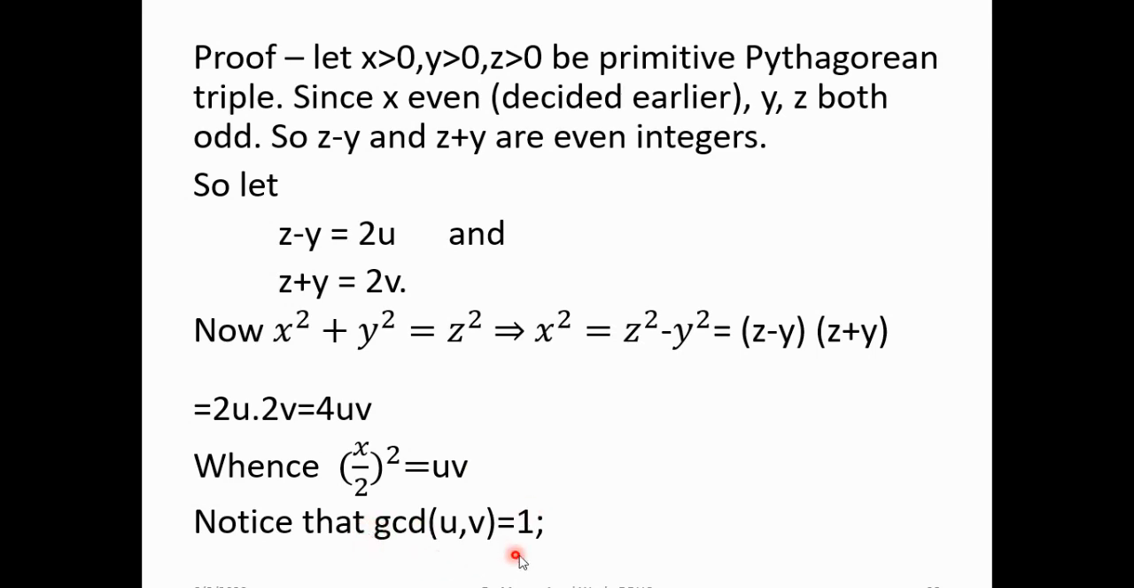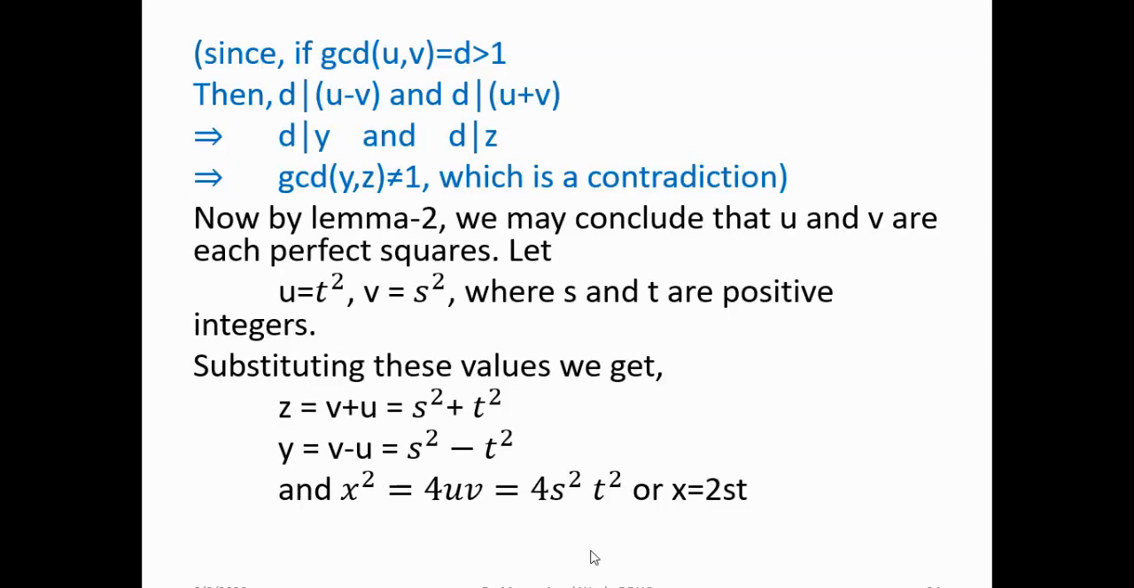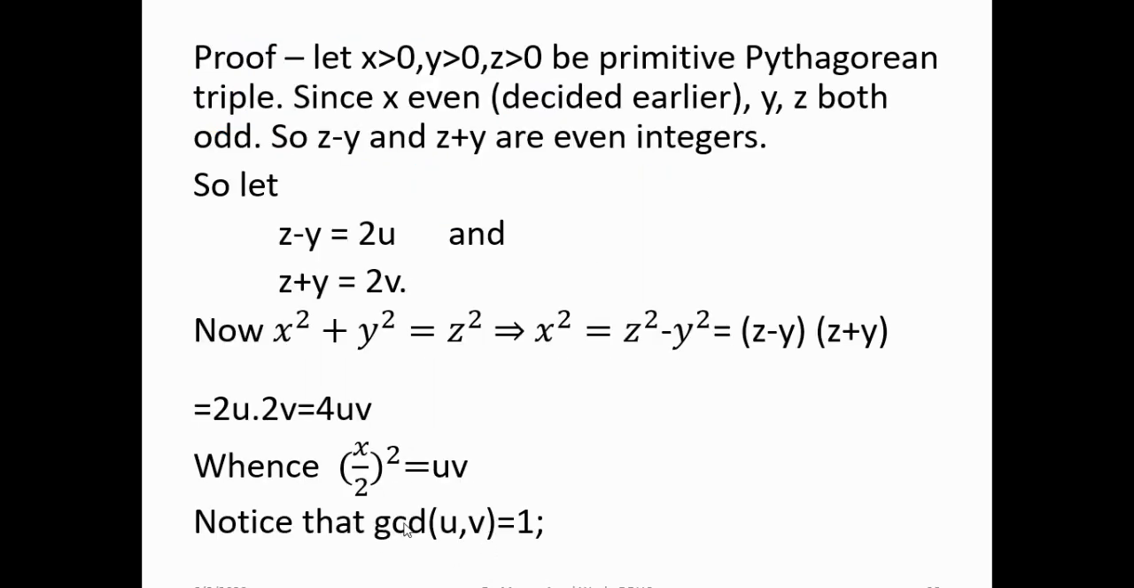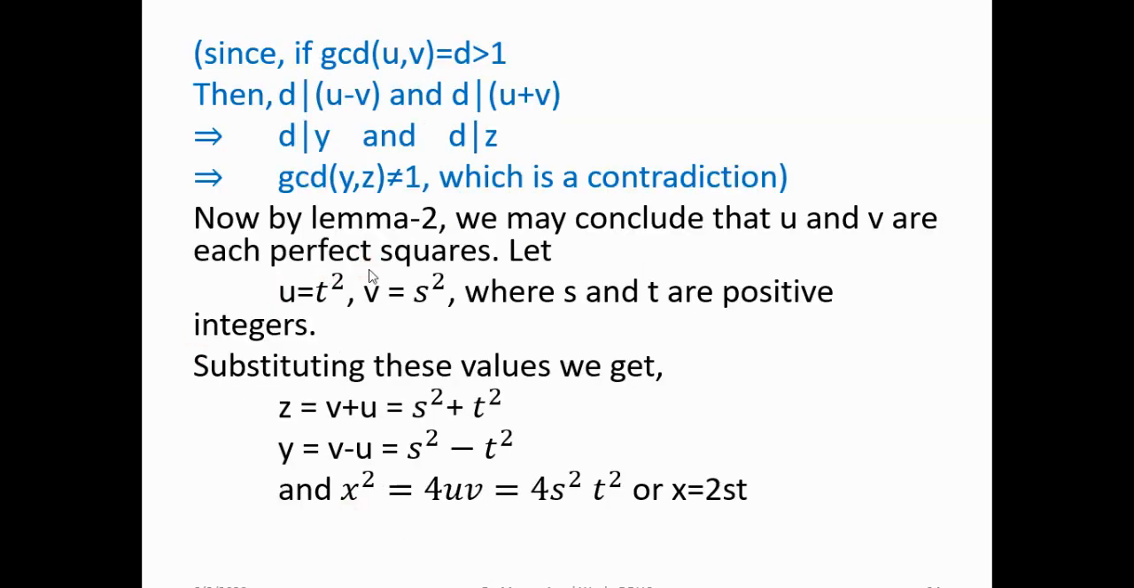And notice that GCD of u and v is 1. Why is this 1? Suppose GCD of u and v is d, which is greater than 1, then d divides u minus v and d divides u plus v as well. This implies that d divides y and d divides z, and this implies that GCD of y and z is not equal to 1, which is a contradiction, and hence GCD of u and v should be 1. Now by lemma 2, we may conclude that u and v are each perfect squares.